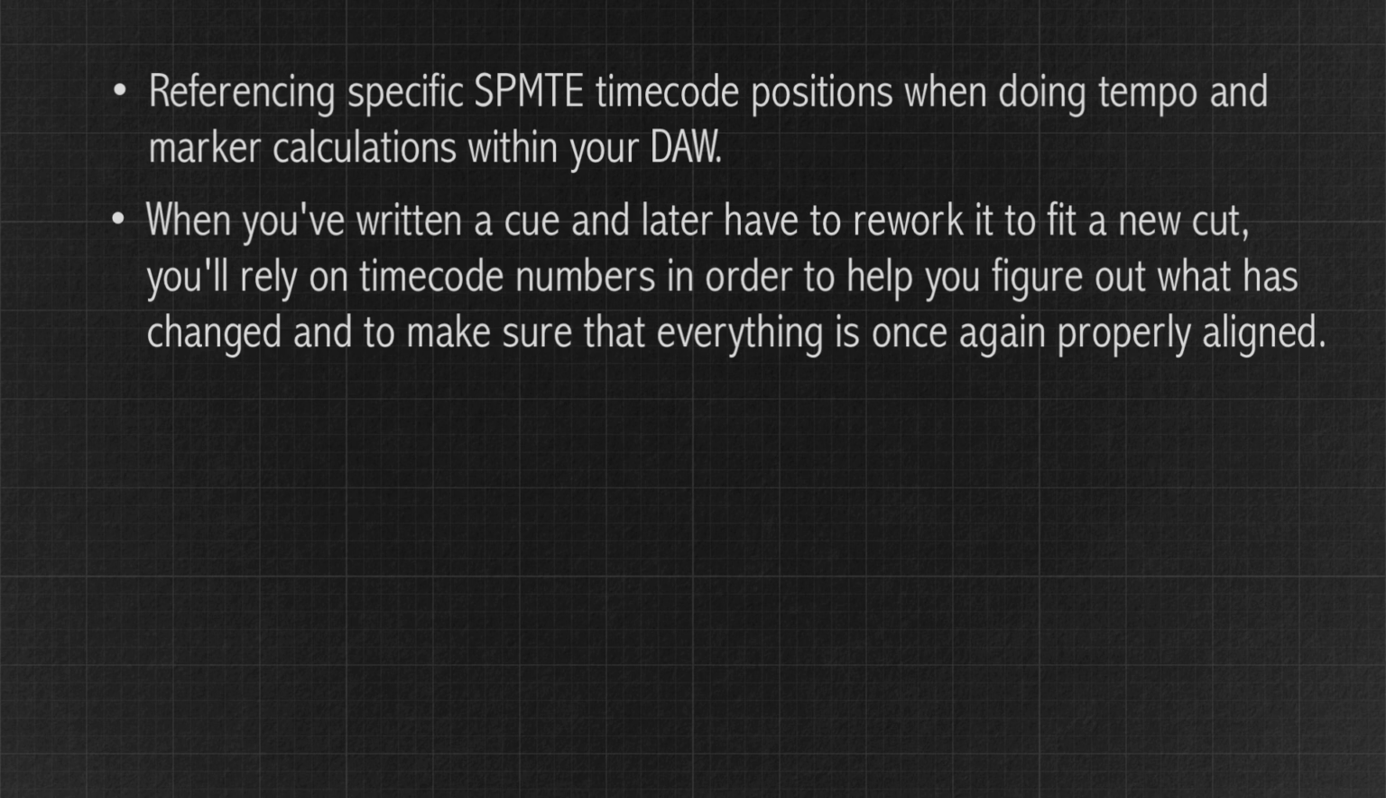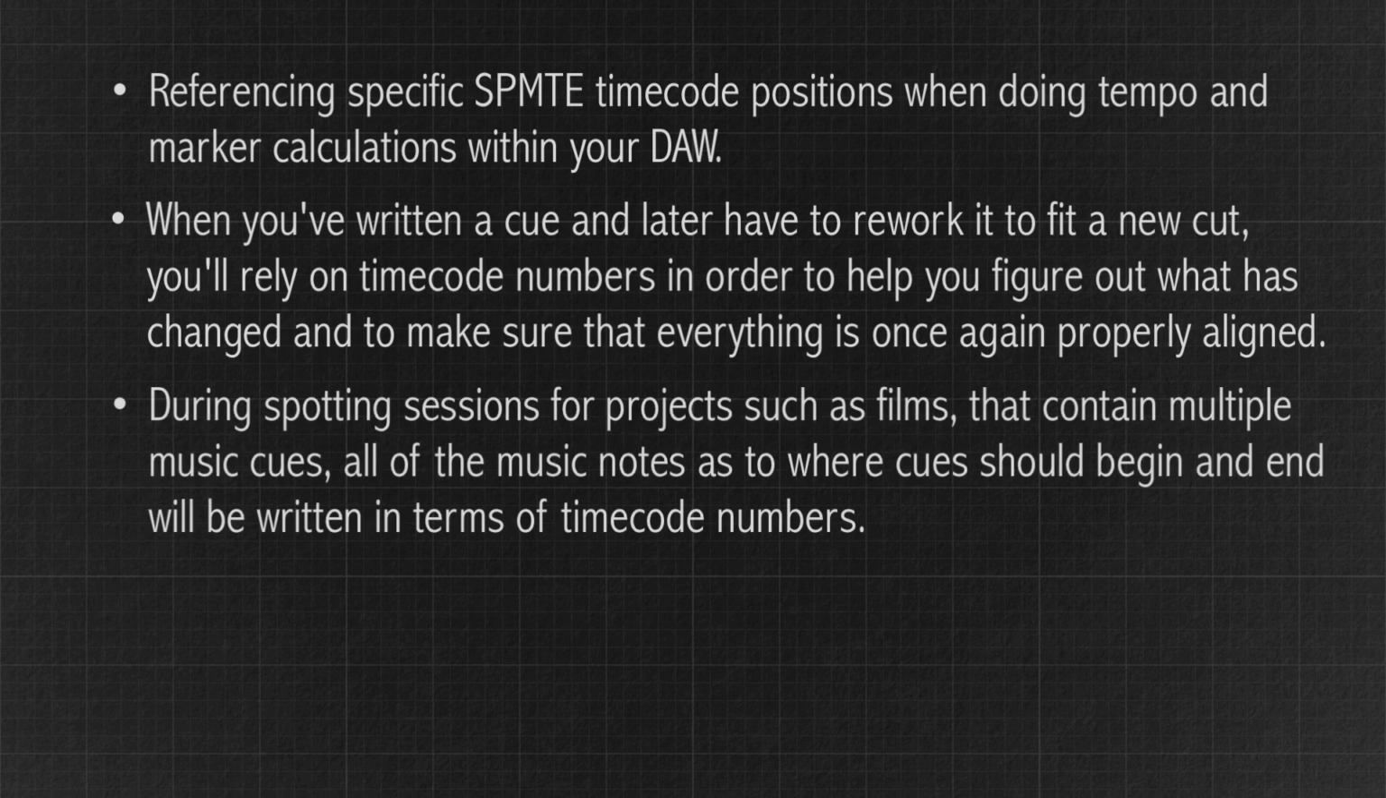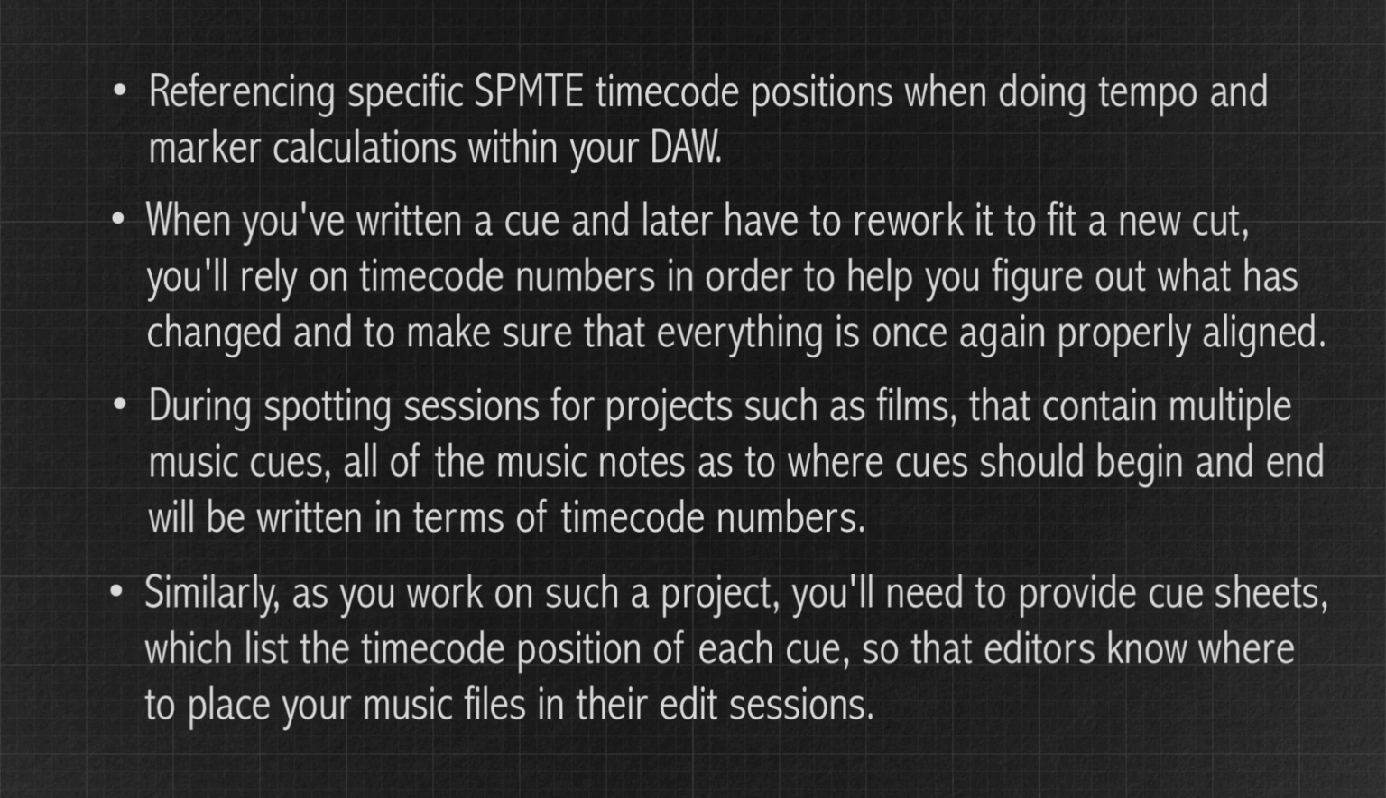During spotting sessions for projects such as films that contain multiple music cues, all of the music notes as to where cues should begin and end will be written in terms of timecode numbers. And similarly, as you work on such a project, you'll need to provide cue sheets, which list the timecode position of each cue so that the editors know where to place your music files in their edit sessions.